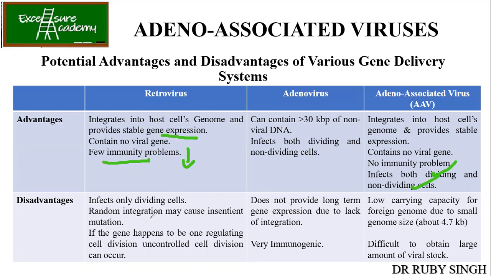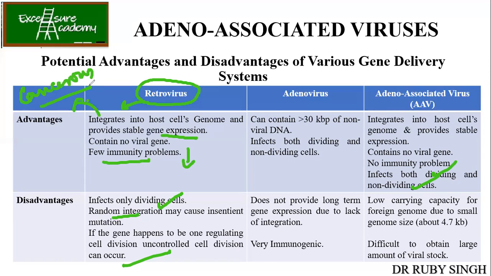Then coming to the disadvantages, the retrovirus infects only the dividing cells. So in this case, the non-dividing cells are not going to be killed, and the integration is random. So we cannot control its integration. Now, if the gene happens to be one regulating cell division, uncontrolled cell division can occur. So it means that even if you're using a retrovirus to treat one particular disease, there are chances that you are also inducing the cells of the patient to become cancerous.